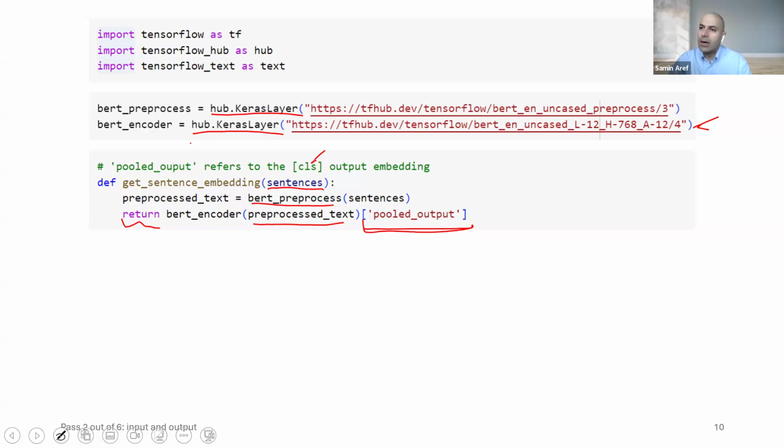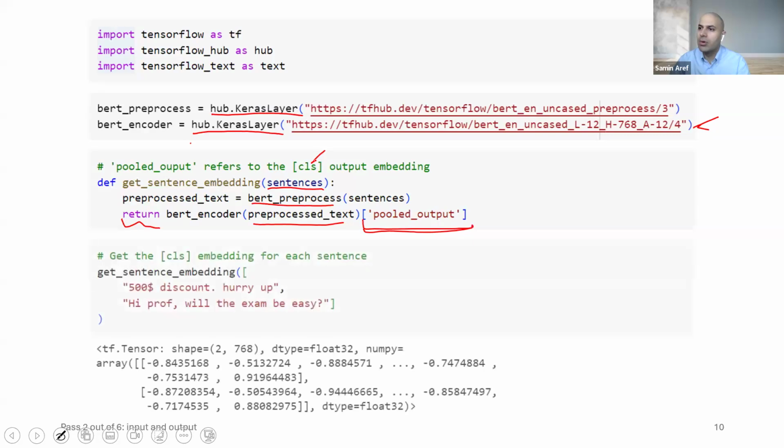Now if I give a sentence to this function, it's going to return the CLS vector representation for my input. So here is an example where I'm giving this sentence to my function, and for the sentence "$500 discount, hurry up," I'm going to get this vector representation. For another input, "hi prof, will the exam be easy?" I'm going to get this vector representation.